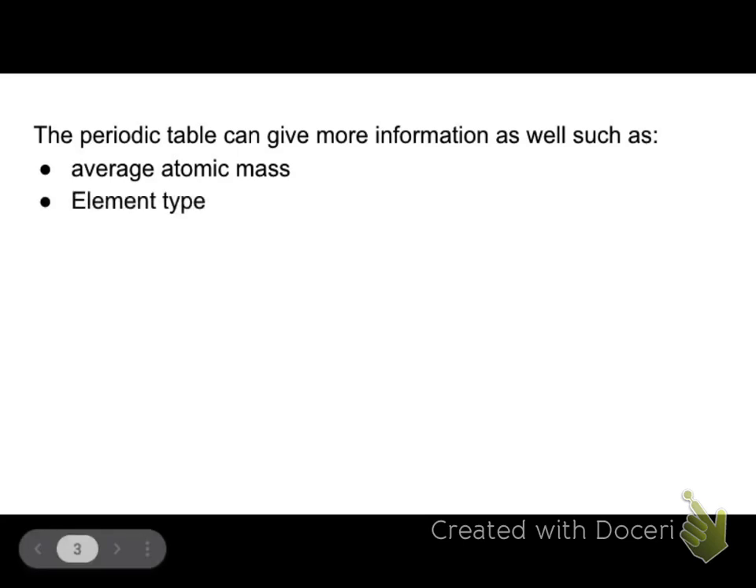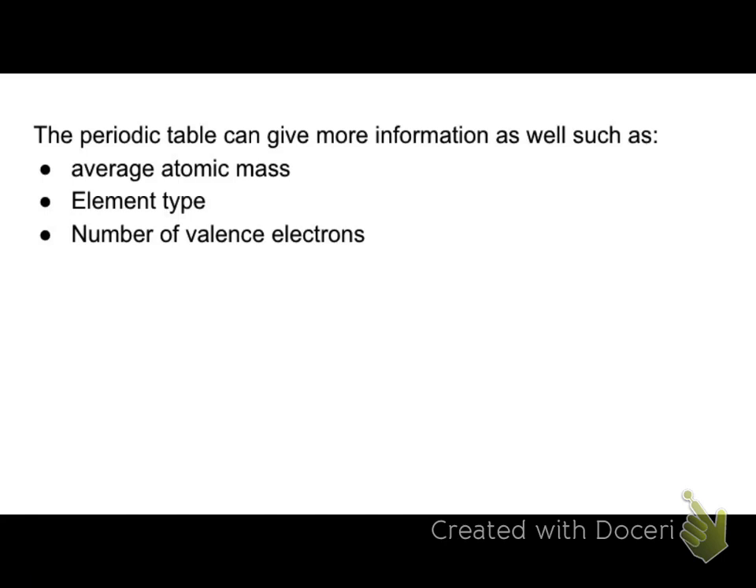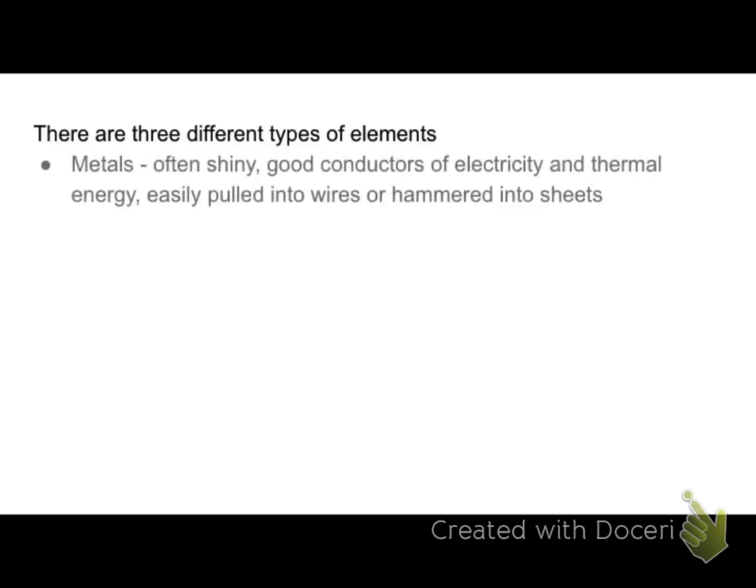The periodic table will also tell you the element type. There are 3 different element types, and we're going to discuss them. And it will also tell you the number of valence electrons. We're going to discuss what a valence electron is and how to use the periodic table to find that. All right, let's talk types of elements. There are 3 different types.